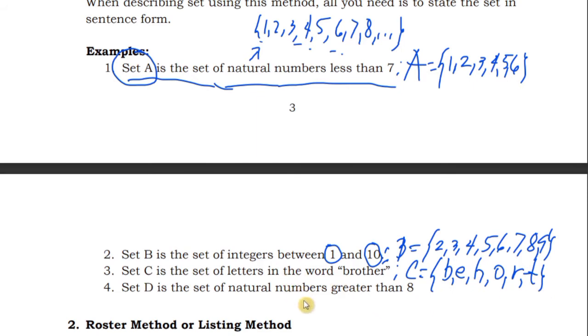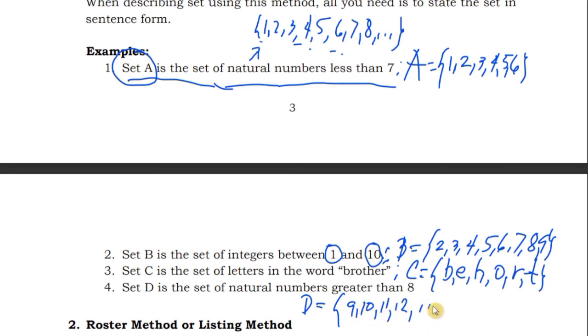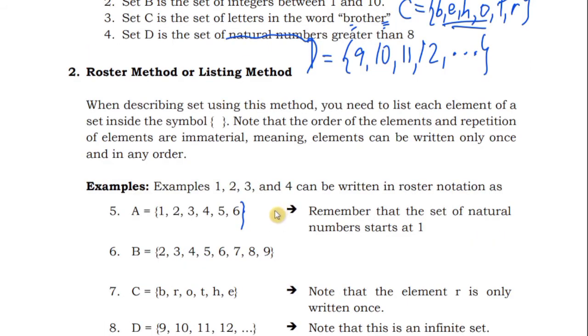So in number 4, we have here set D is a set of natural numbers greater than 8. So greater than 8, so 9, 10, 11, 12, and so on. We have three ellipses to represent that it continues. Here D is defined as the set of natural numbers greater than 8. Okay. Then we proceed to what is called the roster method or listing method.